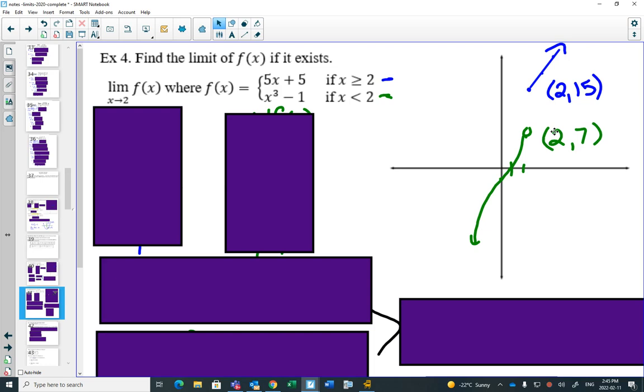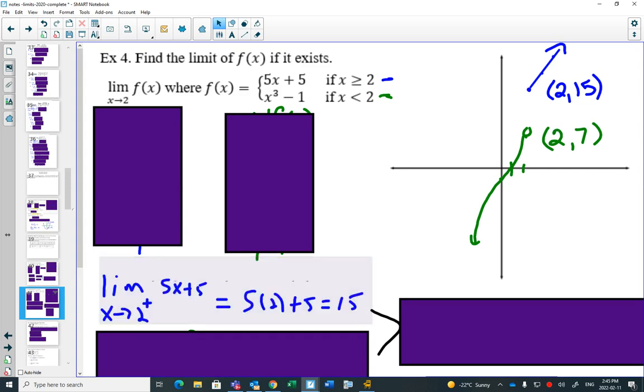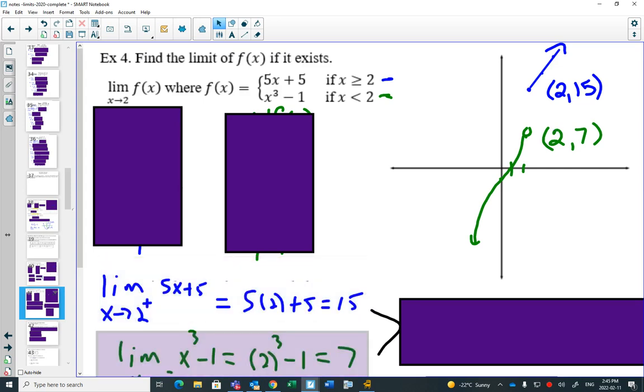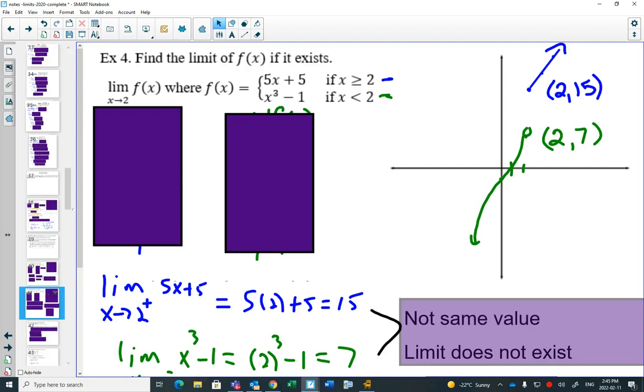For this one, if we wanted to find the limit as x goes to 2, it's not going to exist. Because if you come from the left side and the right side, you get different values. From the left, on the green one, it gets close to 7. From the right, you'd be on the blue graph, it gets close to 15. So we would say this limit does not exist because the two values are different.